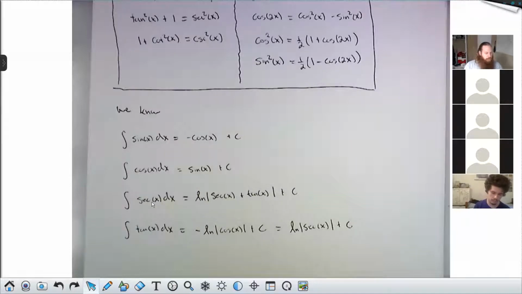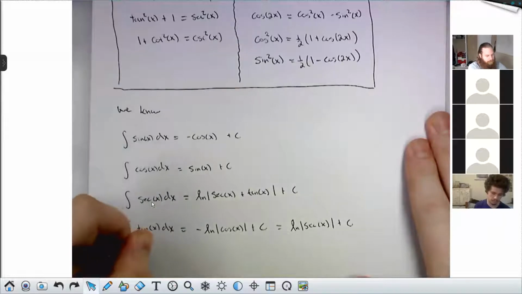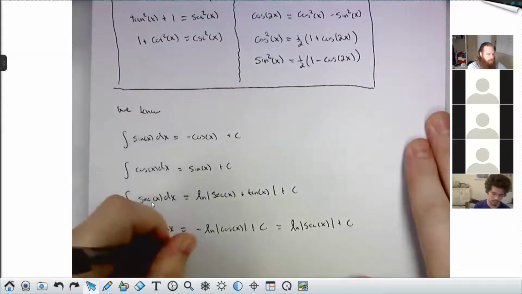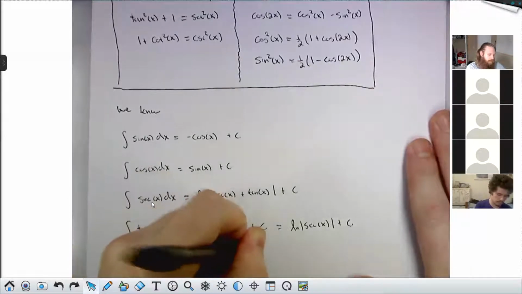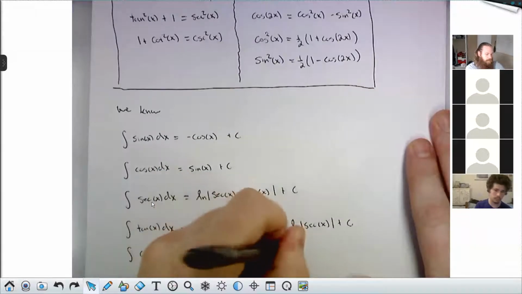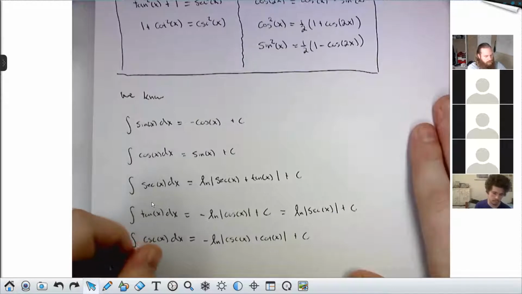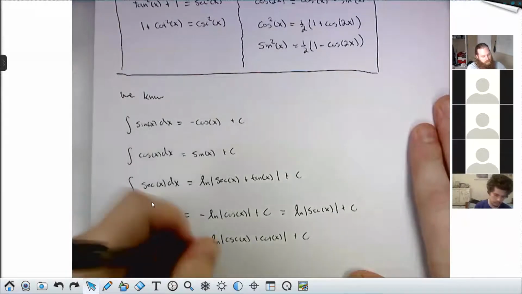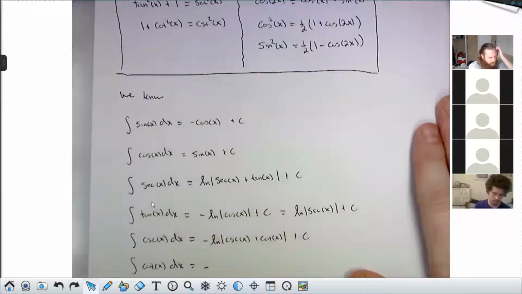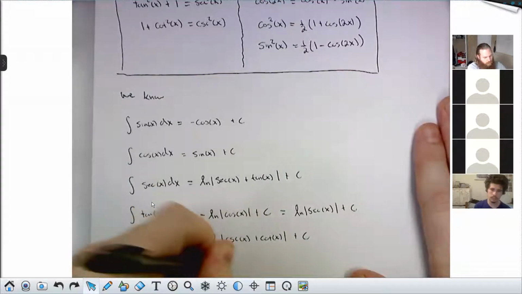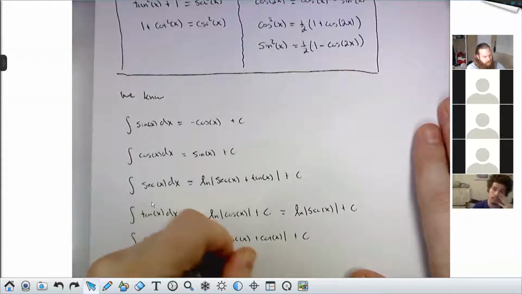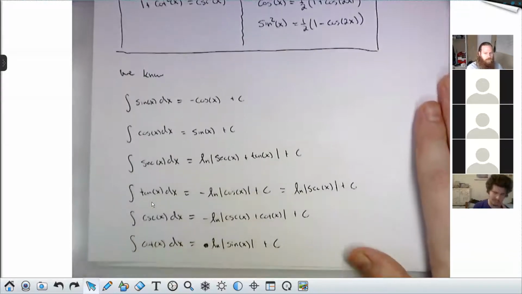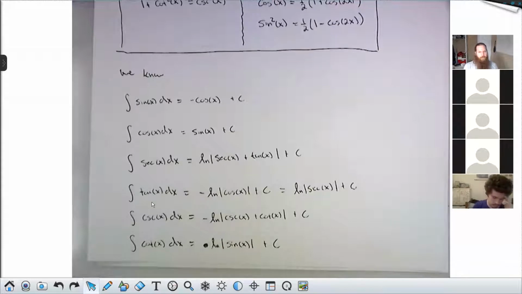Cosecant and cotangent are similar. Integral of cosecant is negative ln cosecant x plus cotangent x plus c, and cotangent is, oh wait, no, just regular natural log, sorry, natural log of sine x plus c, no negative on the cotangent. Okay, so these are the integrals of the 6 basic trig functions.